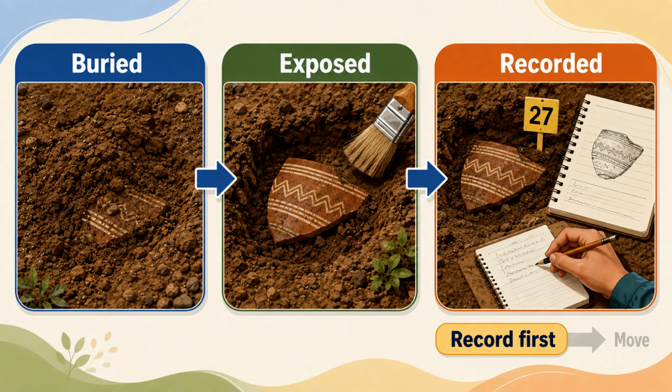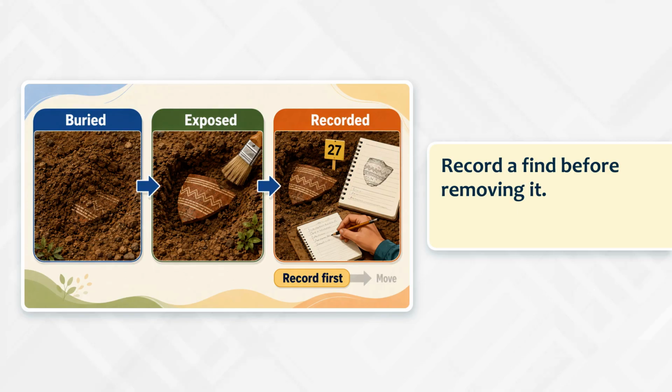The numbered marker links the object to the sketch and notes. Once the pottery is lifted, those records preserve information the empty hole can no longer show. This is careful investigation, not treasure hunting. The field record protects information that movement can erase.